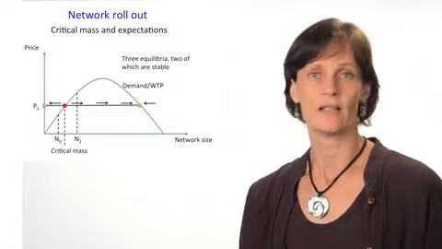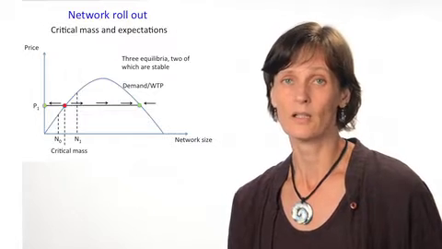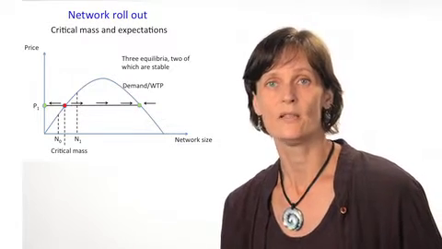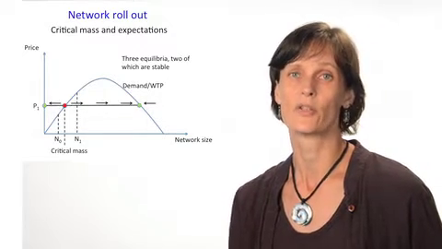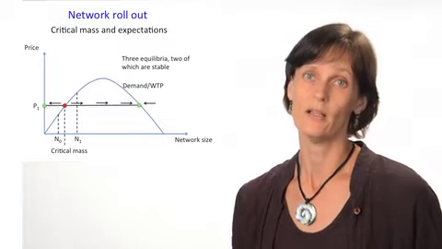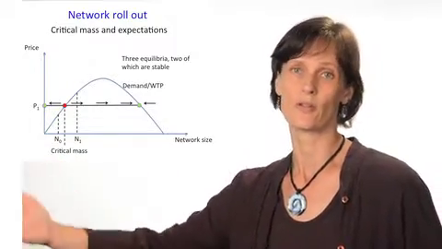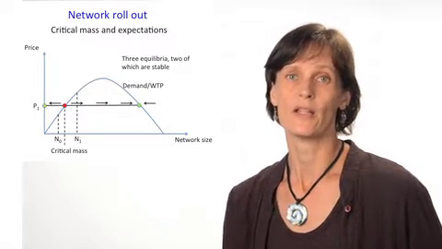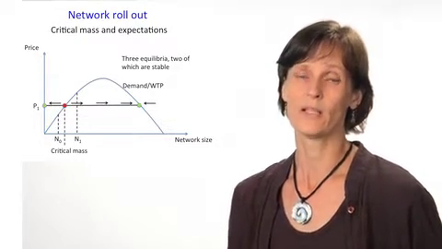However, if the initial marketing campaign or some random situation makes the market grow to N1, and N1 number of users will adopt the product initially, then their valuation will be above the price. So the next person after N1, their willingness to pay will be above the price P1, and so they will adopt. And the next person's valuation also will be above the price, and they will adopt, and they will keep growing and growing and growing until they reach the point where P1 equals the demand curve, that is the willingness to pay for the product. So that's why we have three equilibria in this market.